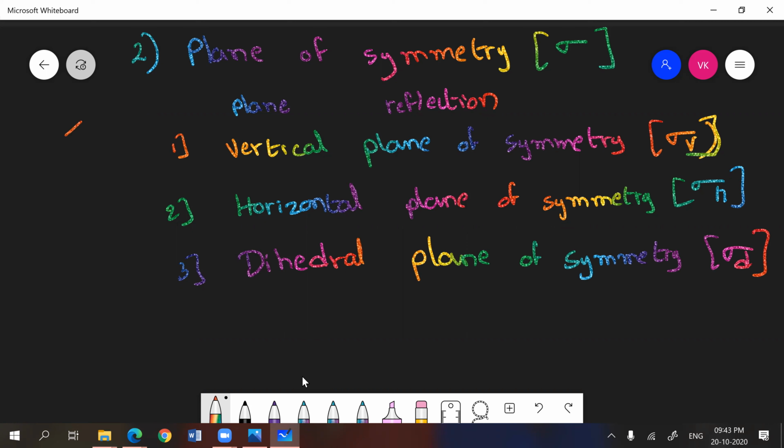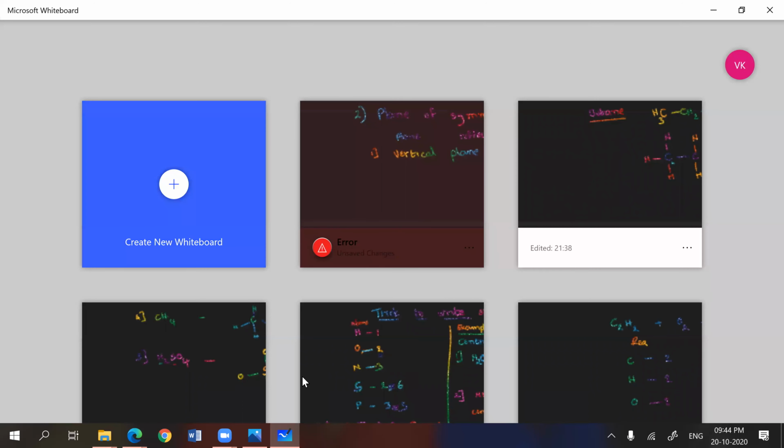So what is plane of symmetry? Whenever a molecule is reflected through a plane, this is the symmetry element, and the operation here is reflection. On doing this operation, if the molecule has a similar structure, then we call that element a plane of symmetry. Depending on the type of plane, there are three types. Some molecules may possess a vertical plane of symmetry, some a horizontal, and others a dihedral. Let us see one by one.